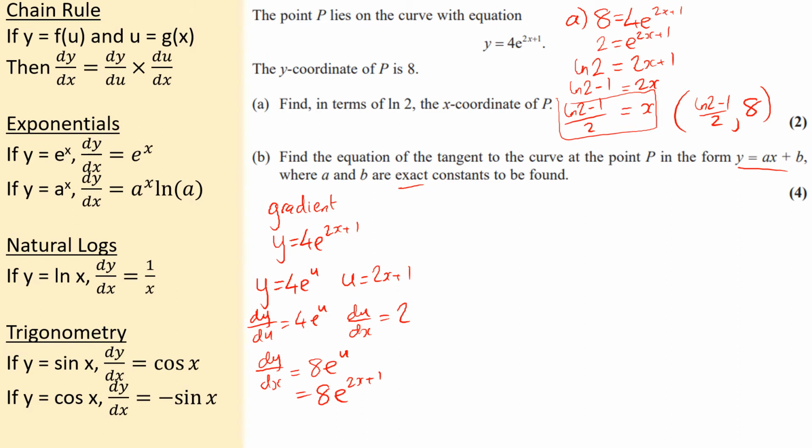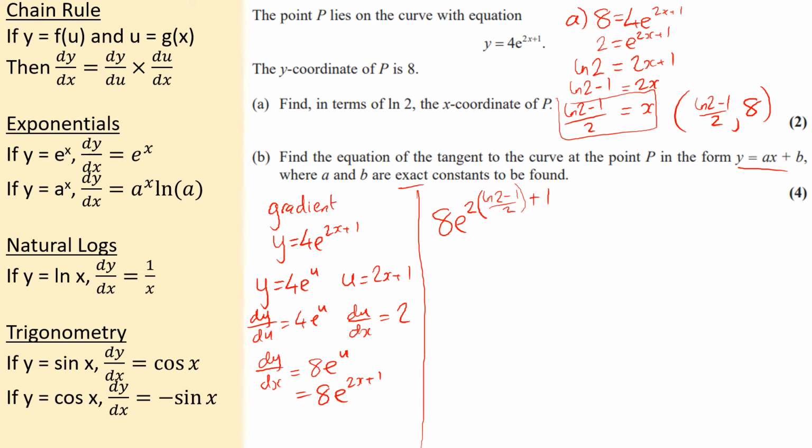Now, we have to substitute in an x value to that to get the actual gradient at that point. So let's do that. We want to do 8e to the 2 lots of, and this is going to be the complicated bit, (ln2 minus 1) over 2, plus 1. Now obviously you could just type this into a calculator and it would work out pretty well, but let's see if we can do this a little bit more mathematically.